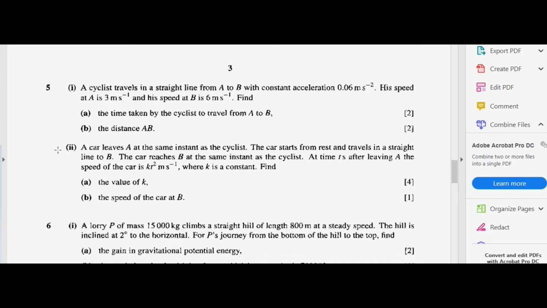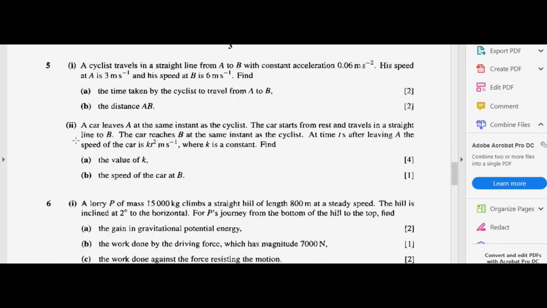Now let's look at the second part of the question, which says, a car leaves A at the same instant as the cyclist. The car starts from rest and travels in a straight line to B. The car reaches B at the same instant as the cyclist. At time t seconds after leaving A, the speed of the car is kt squared, where k is a constant. Find the value of k.